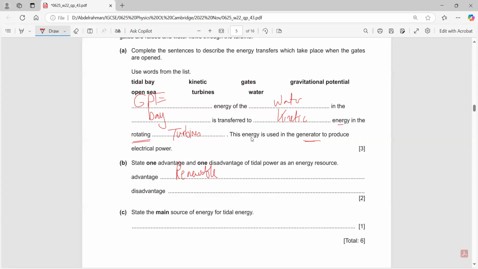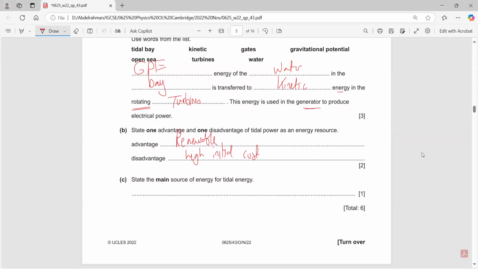A disadvantage could be high initial cost. Yes, you can say that, high initial cost. Okay, good. State the main source of energy. What is the main source of energy for the tidal waves? The main source of energy would be, yes, the moon. It's not the sun. Tidal, moon. The only source which depends on the moon, actually.